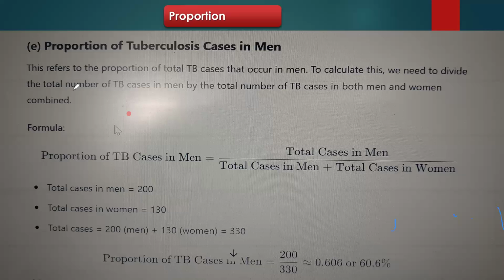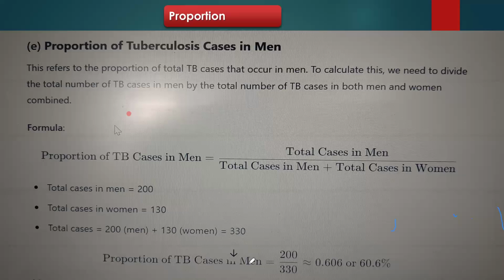So the total tuberculosis cases equals 200 from men and 130 from women. So the total tuberculosis cases in that community of 10,000 people was 330. But we want to find a proportion from that 330 that is of men. We want to find among that 330 cases of tuberculosis among these people, how many percent is of men. So therefore, that will give us the formula of total cases in men over total cases in men plus total cases in women. That is the total cases of tuberculosis in that community.